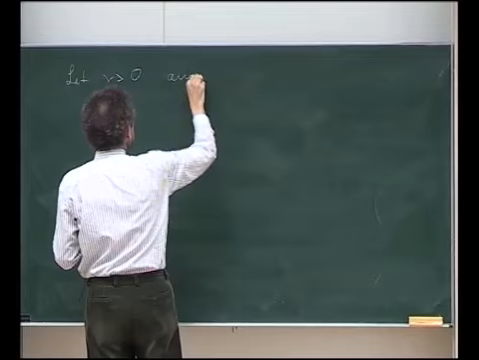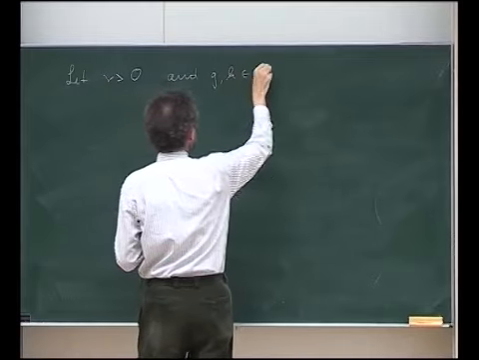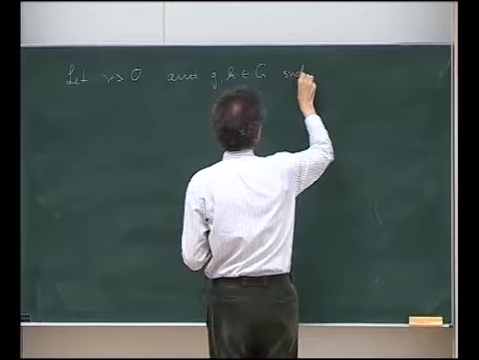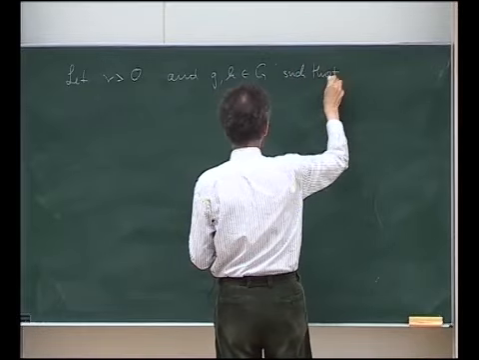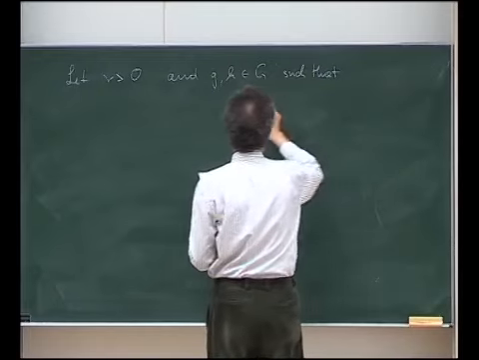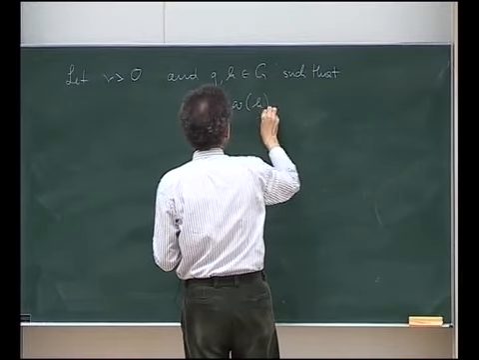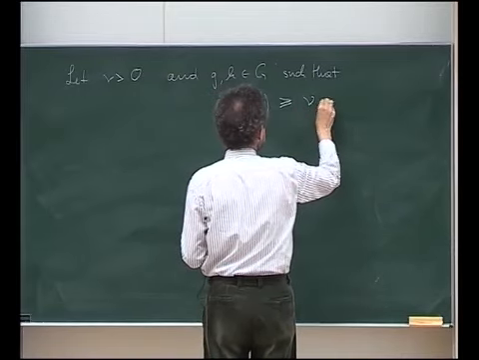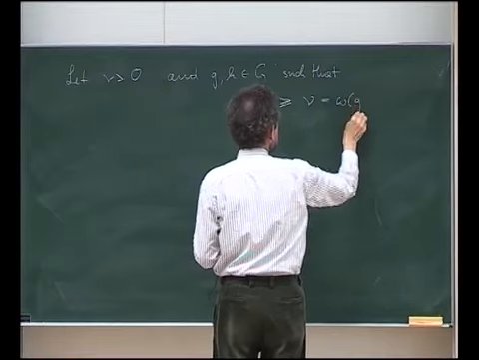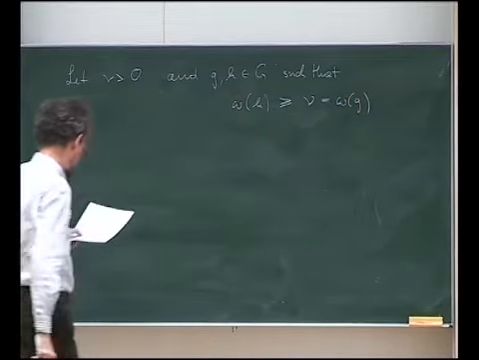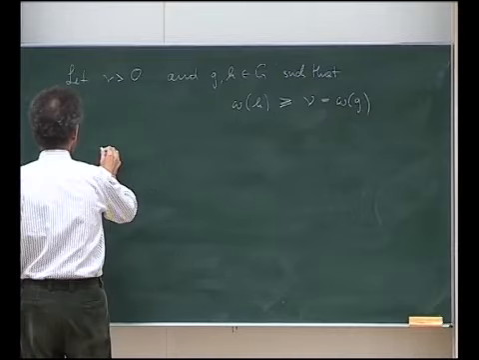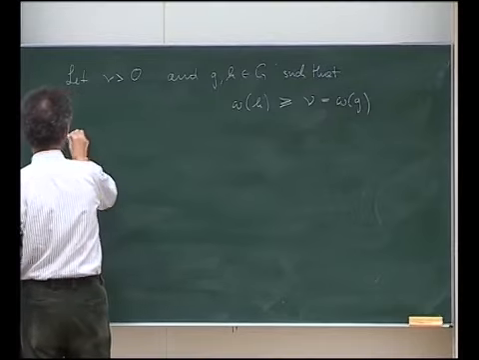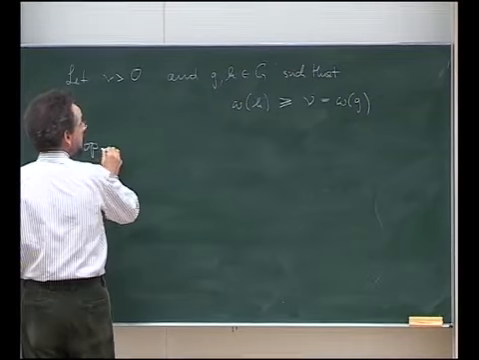Okay, so let u be any positive real number, and g, h two elements in G such that, I mean, we are only interested now in the case that, let's say, omega of h is bigger or equal to omega of g, and u is omega of g.